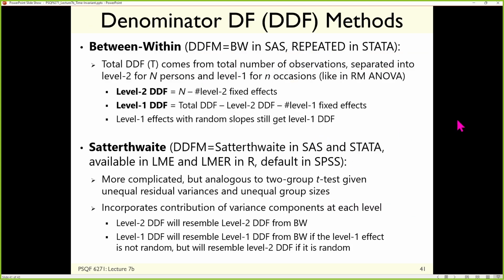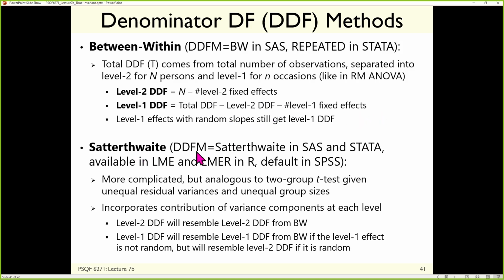Briefly, the differences between these have to do with how they reallocate degrees of freedom across levels, or given fixed versus random effects. So between-within is one option that you can use. This is like your classical repeated measures ANOVA version, where level 2 degrees of freedom would be level 2 sample size minus the number of fixed effects spent. Level 1 is the number of level 2 that you already spent minus the number of level 1 fixed effects.